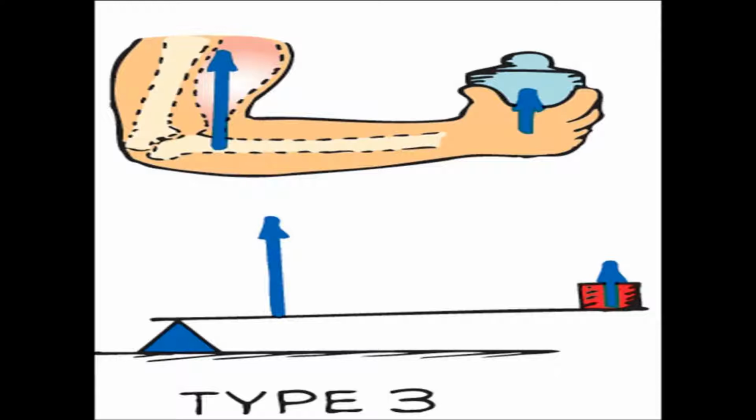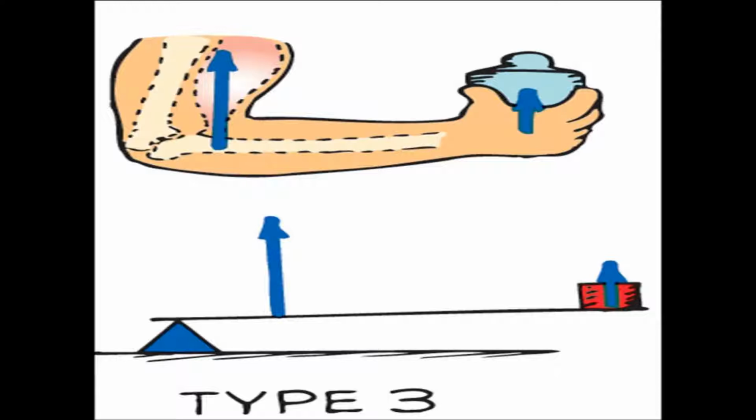So the output force is going to be on the far right. So I'm lifting that weight. That's the output force. That's the job I want done. So the input force is going to be between the fulcrum and the output force. So with type 3, the input force is going to be between the fulcrum and the output force. And in this one, the input force is larger than the output force.